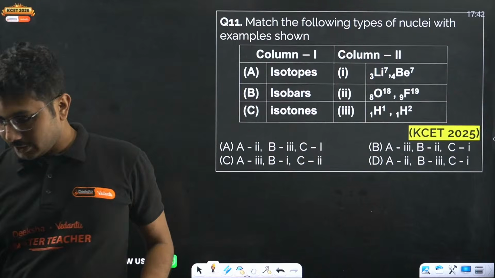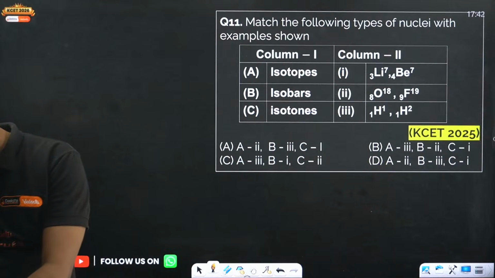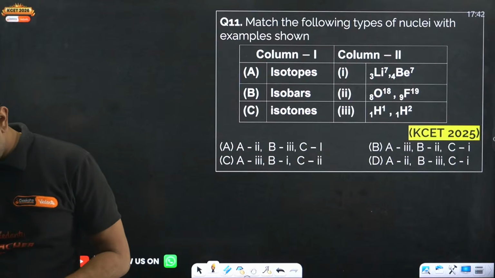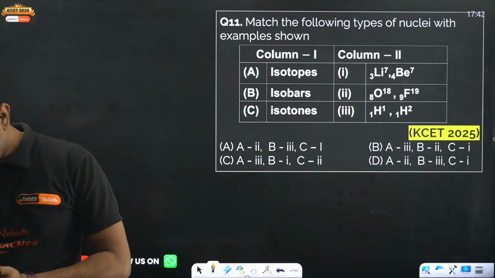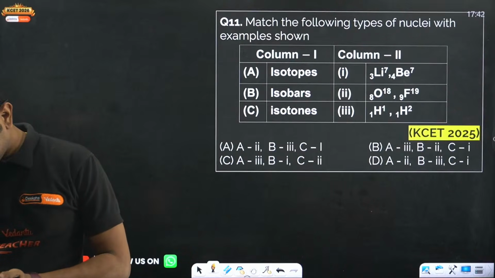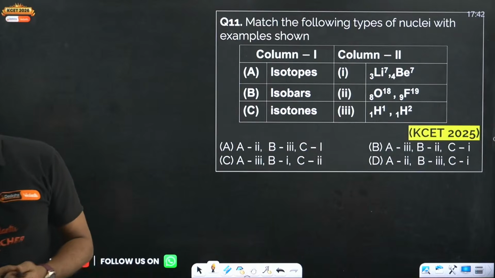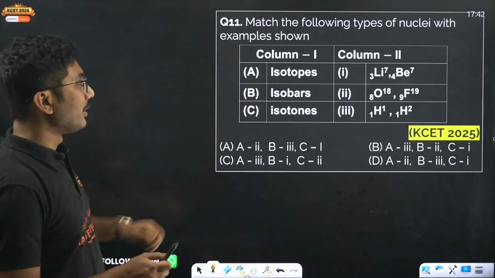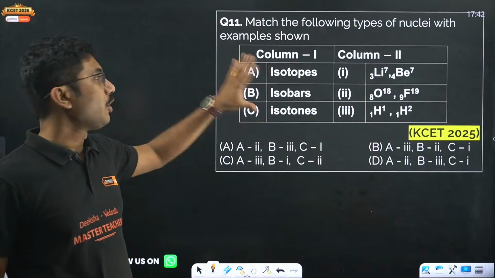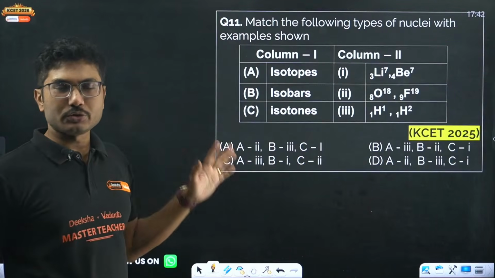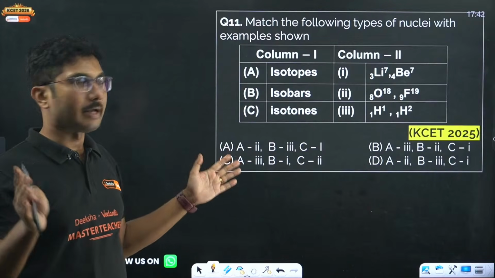Okay, let's see. C or B, not sure. Someone is saying B. Ushacharya is saying B. Let's see. So let us understand what are isotopes, isobars, isotones, so that you never forget in the exam.